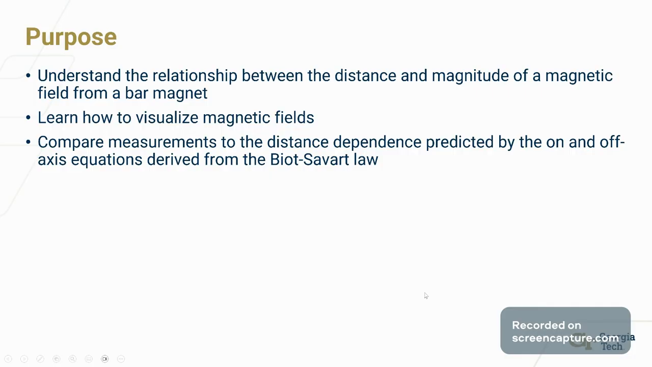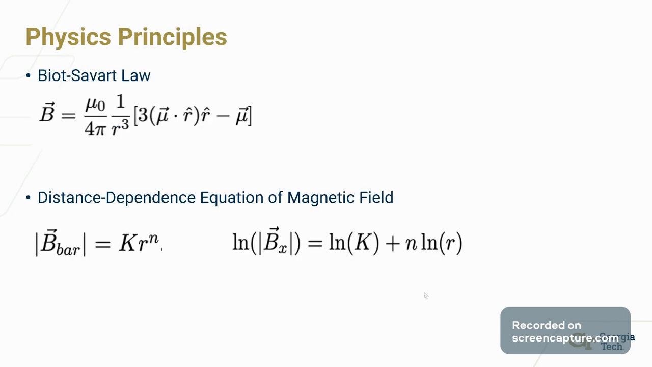So, for the introductions, the purpose of this lab was to understand the relationship between the distance and magnitude of a magnetic field from a barred magnet. We also wanted to learn how to visualize magnetic fields as well. And we wanted to compare measurements to the distance dependence predicted by on and off axis equations derived from the Biot-Savart law. So some of those physics principles.